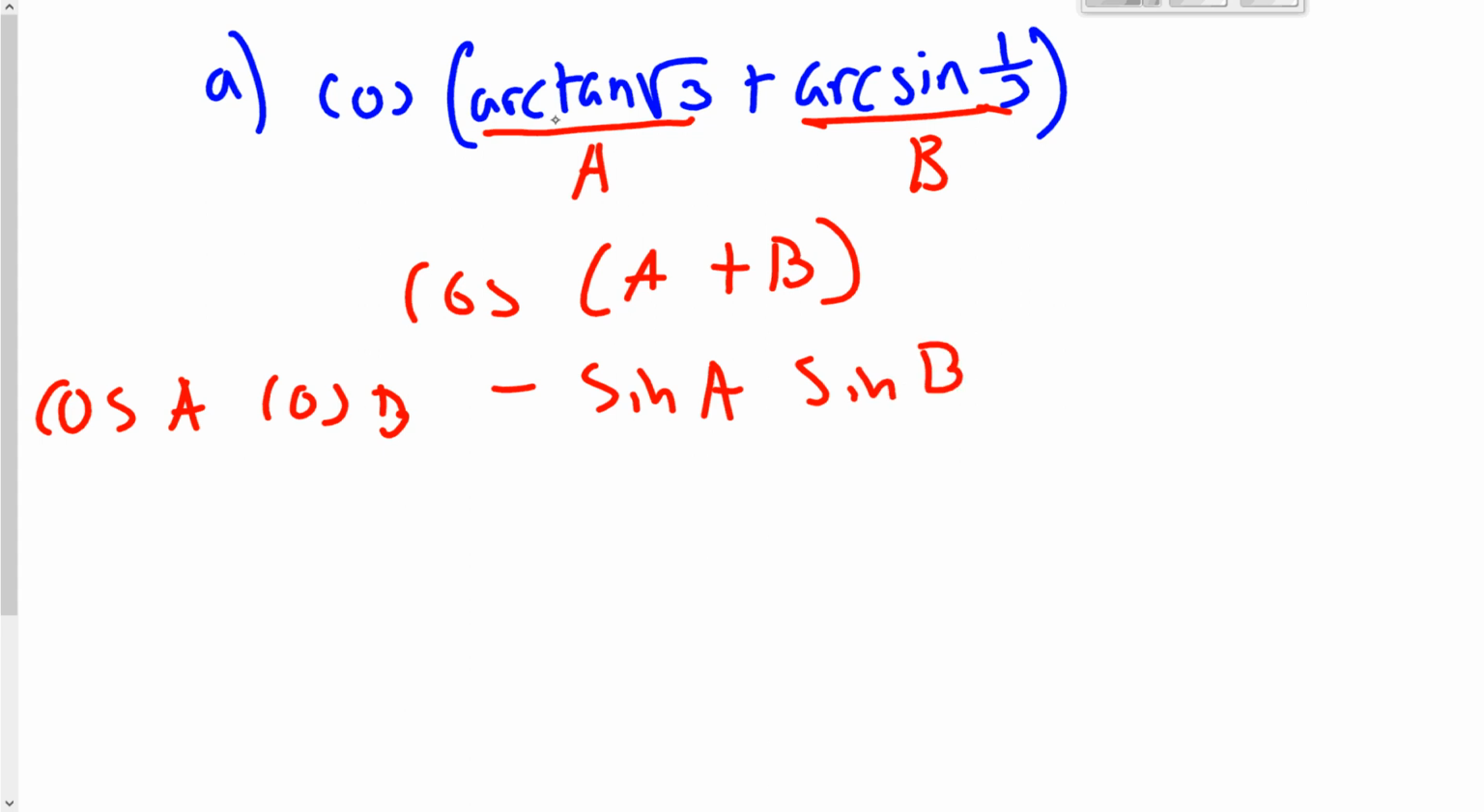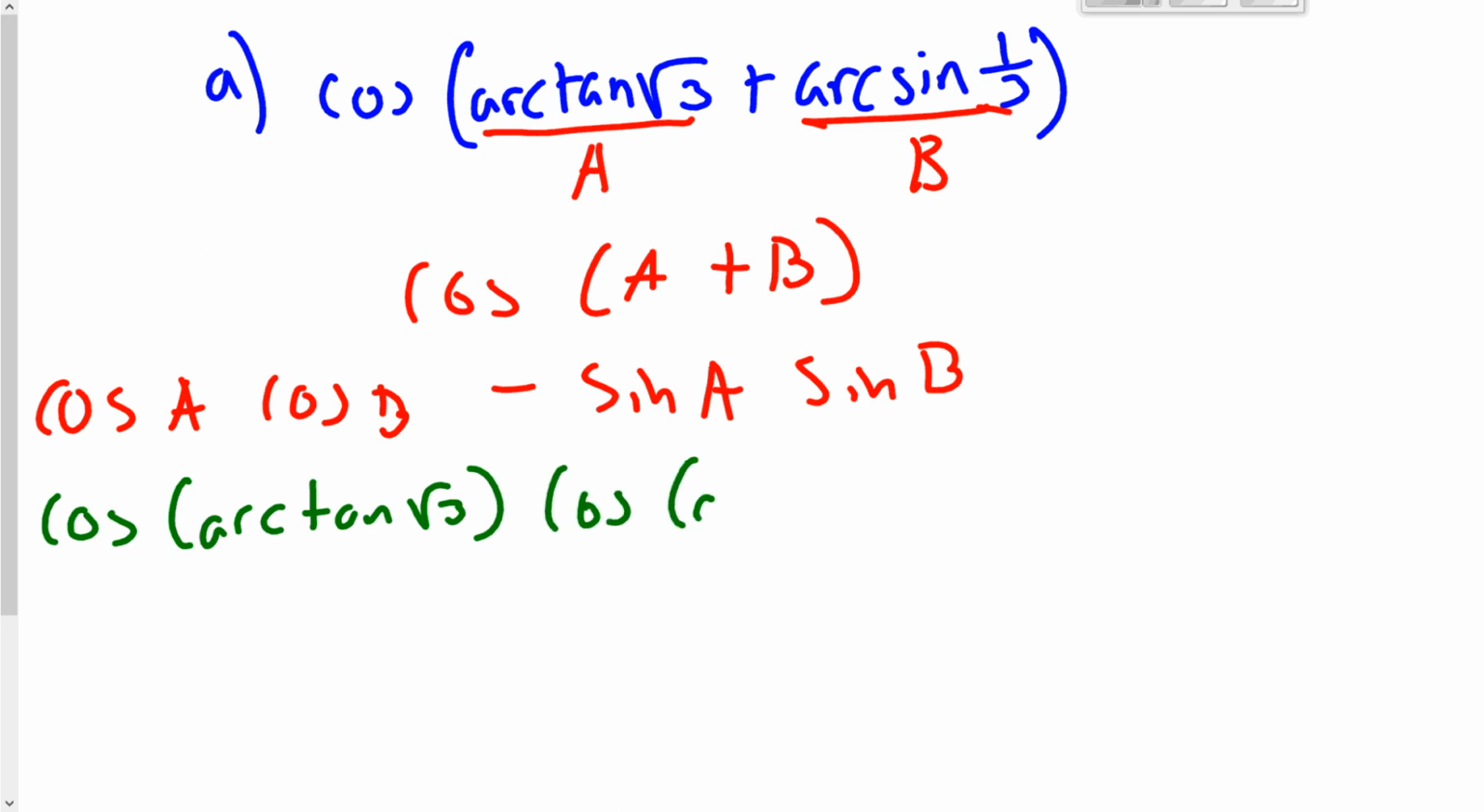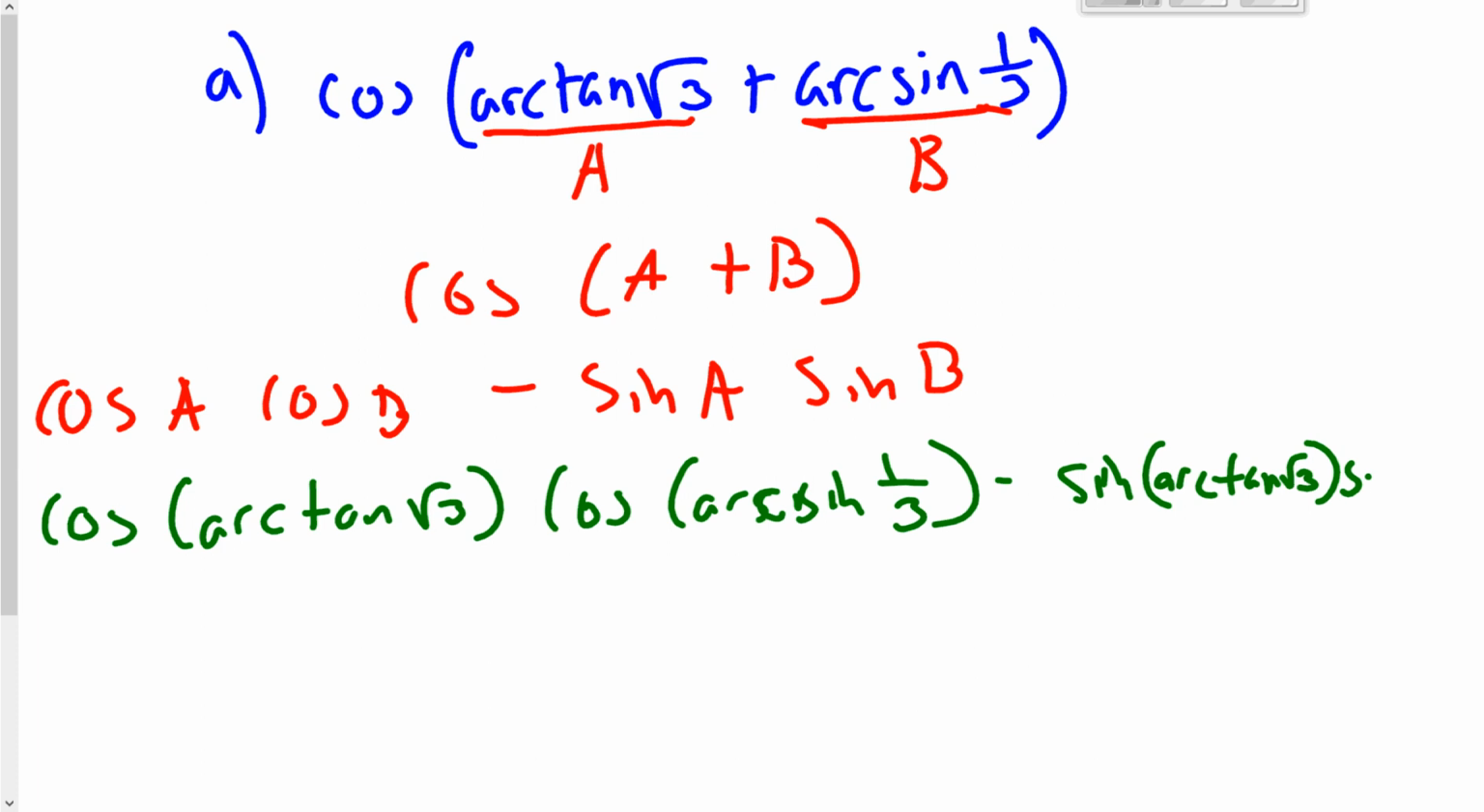Okay, so A is just arctan of root 3, so cosine of arctan of root 3. Remember, that's finding the angle, and then I'm multiplying that by cosine of arcsine of 1/3, and then subtract sine of A, so sine of arctan of root 3, and then multiply that by sine of arcsine of 1/3. Running out of room there, 1/3.